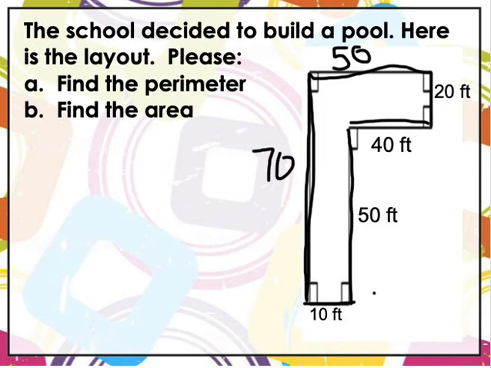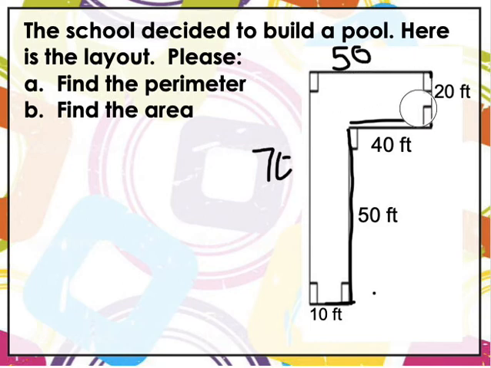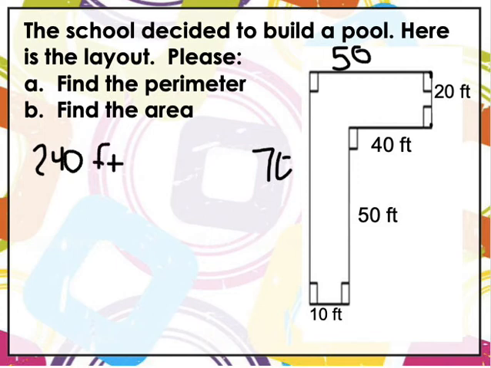So now that I know the left and top sides, I want to be able to find the perimeter. And we remember that to find the perimeter, we are simply going to add up all the sides. So 70 plus 50 is 120. 120 plus 20 is 140. 140 plus 40 is 180. 180 plus 50 is 230. And 230 plus 10 is 240. So if we built this particular pool, the perimeter all the way around the outside would be 240 feet.